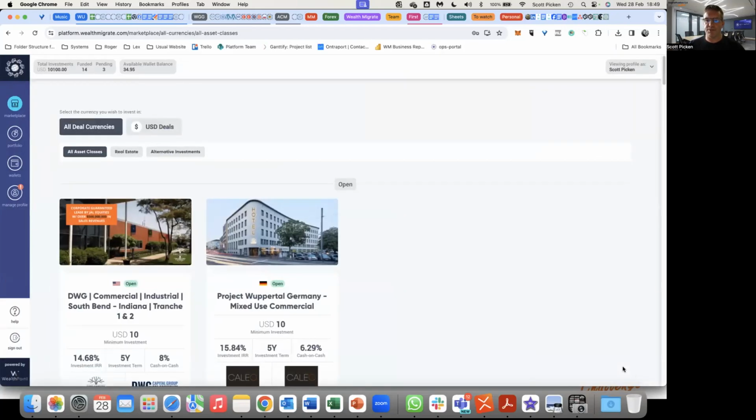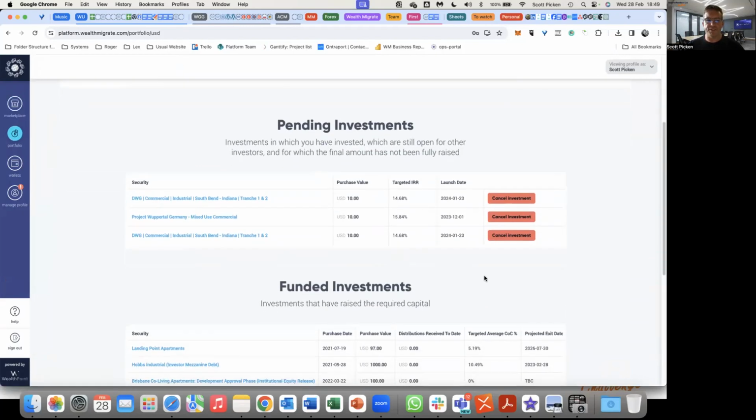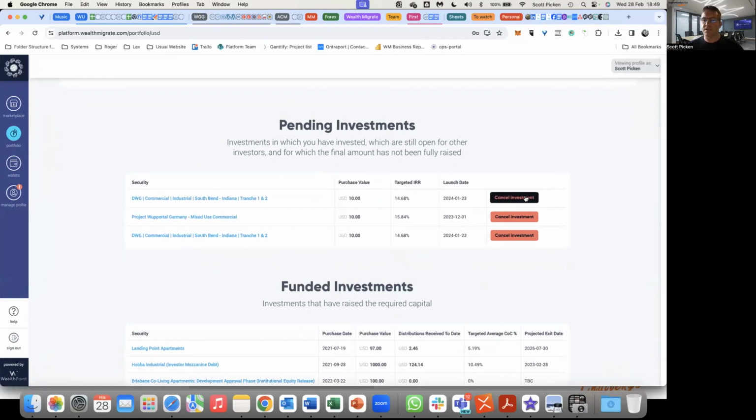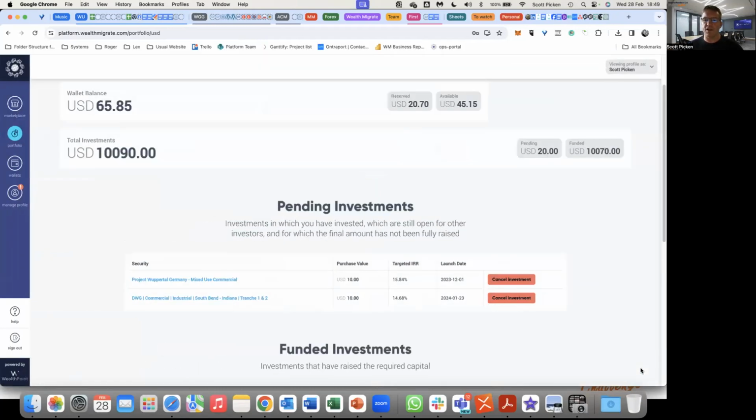And believe it or not, ladies and gentlemen, if I go to my portfolio, I've just invested in that DWG deal. Now, you can see that I've literally invested in this. I don't want to invest in this deal twice, so I'll just cancel my investment because I made a mistake. I go remove my investment, I go close, and it's gone.